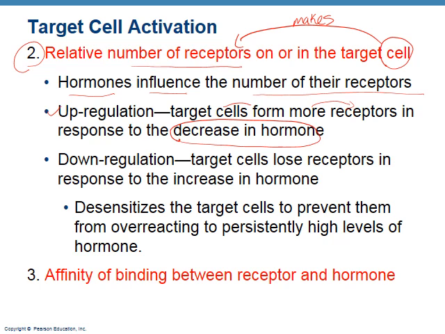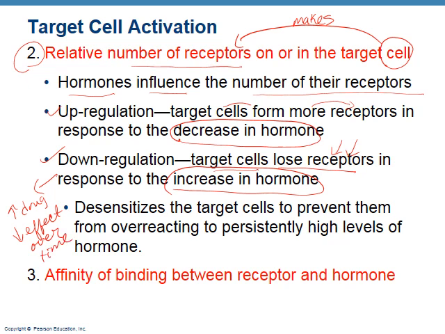You can also have target cells lose receptors if you constantly have the hormone released. So if the hormone is on overdrive, eventually you're going to lose some of the receptors, and we call that downregulation. You can think of this as why, if we increase a drug, it becomes less effective over time.